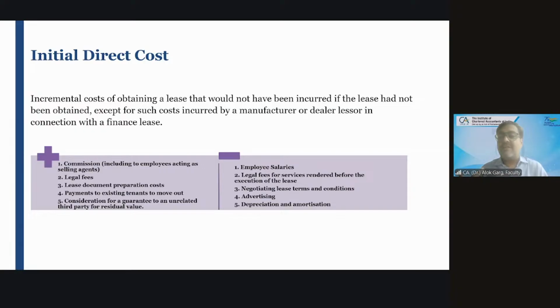So what is considered as initial direct cost? You have taken the decision. Now you are entering into a contract. Now you are finalizing the lease. Okay, so that is considered as an initial direct cost. And this initial direct cost is also added to the cost of the right of use asset.